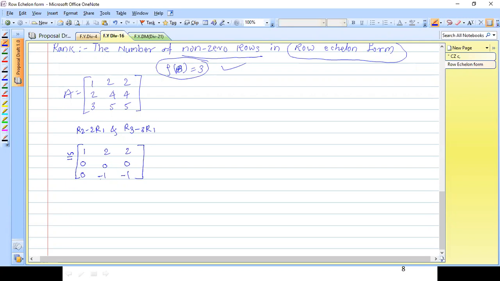Swap. So I have R2, R3. Very good. You can swap it. So what you are going to do? R3 interchange with R2. Okay.